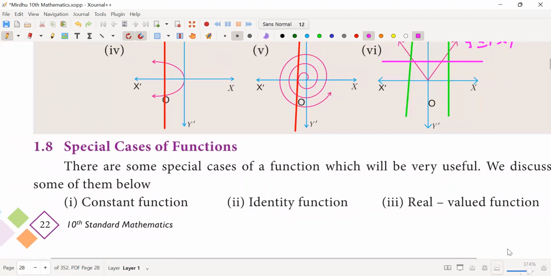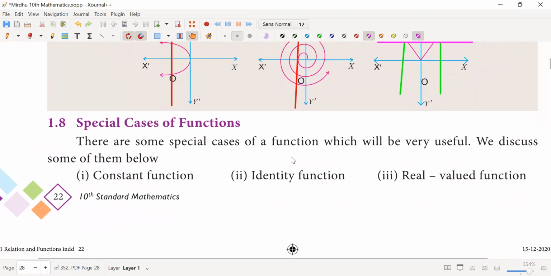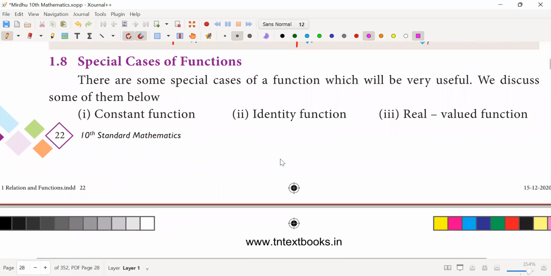We have some special functions, special case functions. Constant function. In a constant function, all the elements of A have only one image. Then that is a constant function. Identity function. Both image and pre-image are same. 1 to 1, 2 to 2, 3 to 3, 4 to 4, -1 to -1. If all the image and pre-image are same, then it is an identity function.